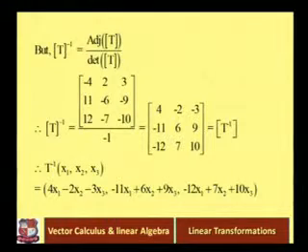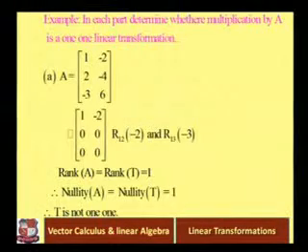Now we can define T inverse of (x1, x2, x3) as equal to (4x1 - 2x2 - 3x3, -11x1 + 6x2 + 9x3, that is the second row of this matrix, and -12x1 + 7x2 + 10x3). Okay, let's see the next example.